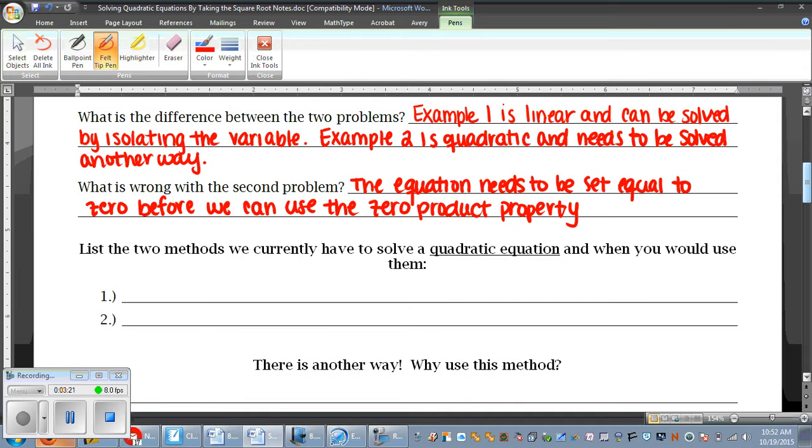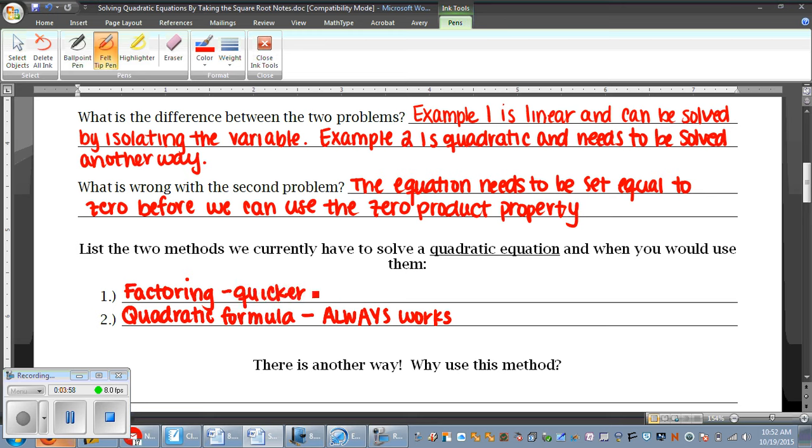So for the past couple of days we've been studying different methods that we can use in order to solve a quadratic equation. We've talked about factoring, and we've also talked about using the quadratic formula. We've talked about how the quadratic formula will always work, but sometimes it's not the most efficient method because if you can factor, factoring will probably be quicker for you.